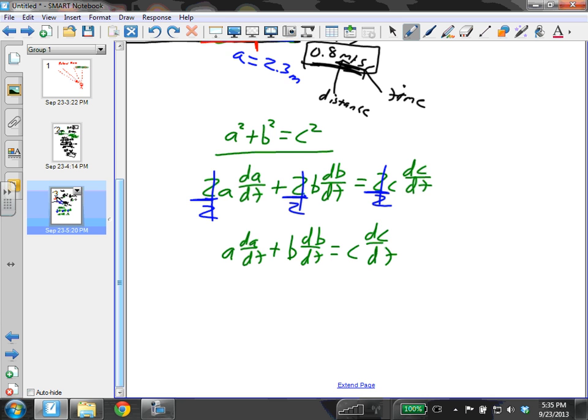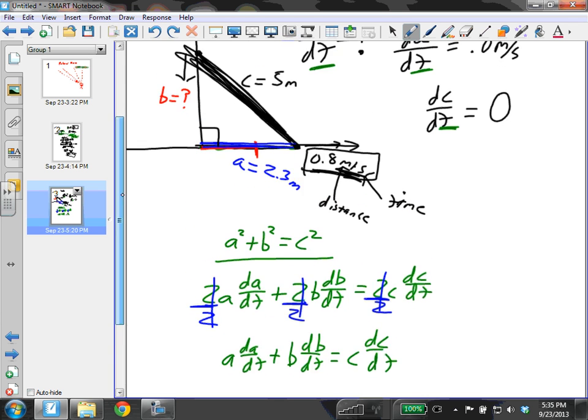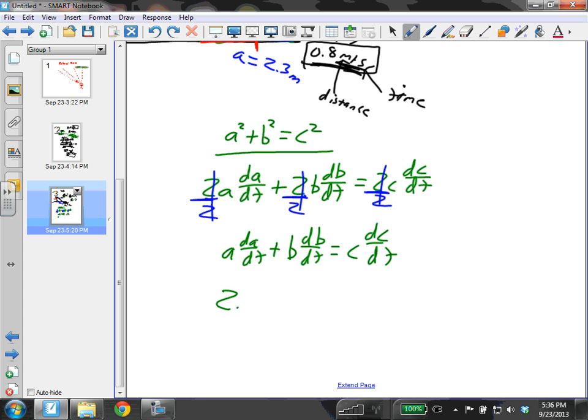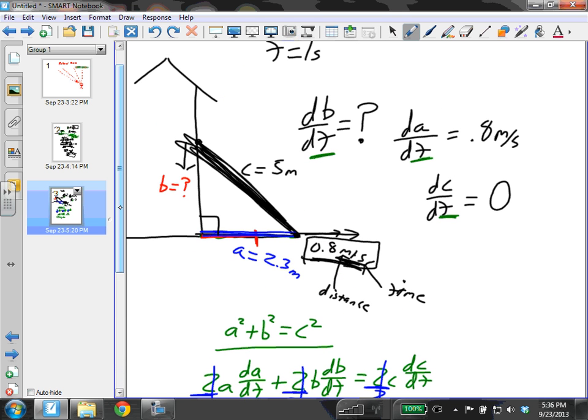And at this point, we want to plug in. We figured out, rather, that at time t equals 1, the distance for A is 2.3 meters. So A is 2.3. The change in A with respect to time was given to us as 0.8 meters per second, plus B. We don't have a B right now, but there is a way for us to be able to find B.